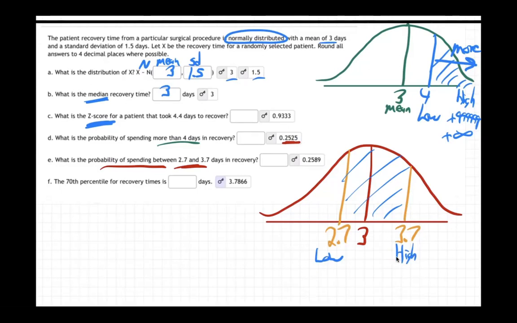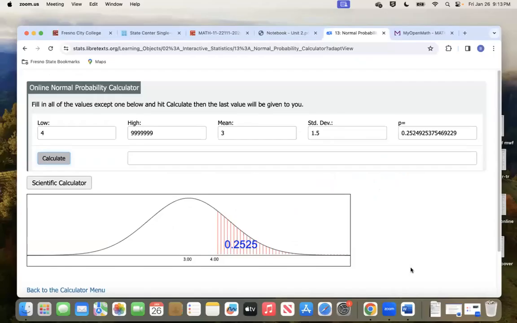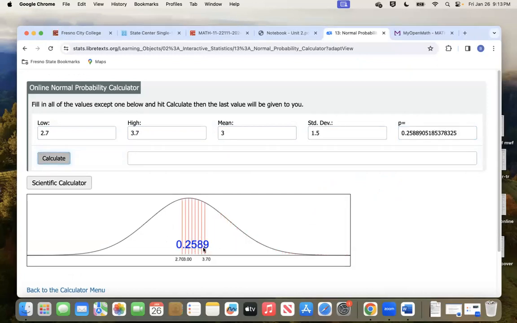Just go to the online calculator and pop those in there. Let's go do that. So we got a low of 2.7 and a high of 3.7, mean 3, standard deviation 1.5. I want to get rid of the probability here and hit calculate. And there, that's 0.2589. That means 25%, or about 26%, of the curve is people who spend between 2.7 and 3.7 days in recovery. It's about 26% of the patients. So we go with that one.